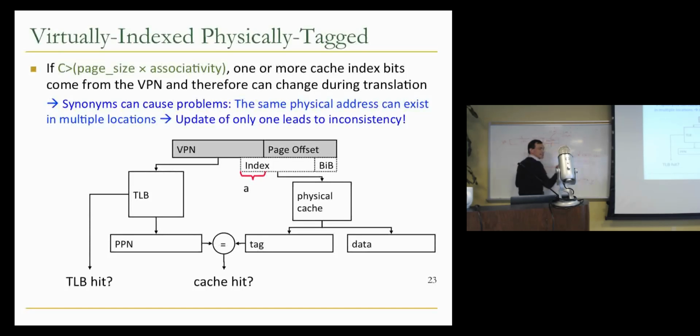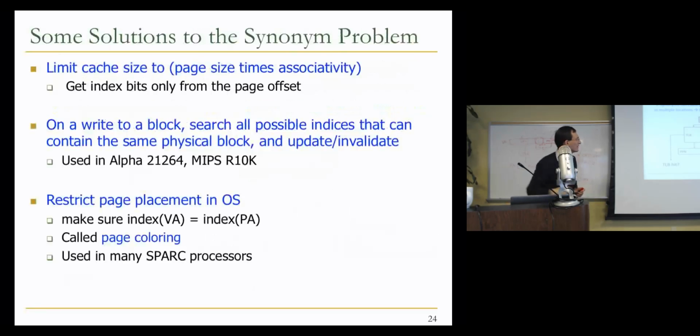It's in a different index. It may be in a different index. Does that make sense? So that's the problem. You have a coherence problem, if you will, because the same physical address can be cached in multiple locations because your index bits are actually coming from the virtual address. Actually, it's coming from the virtual page number, because this page number can change during translation. Right? Okay, so how do you solve this problem?